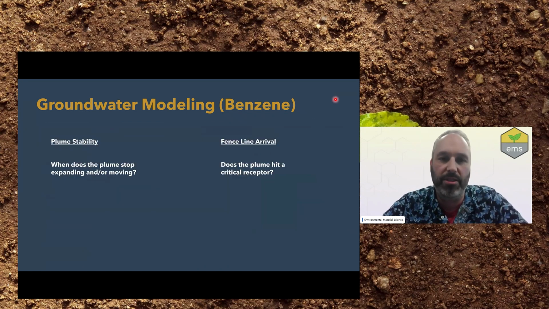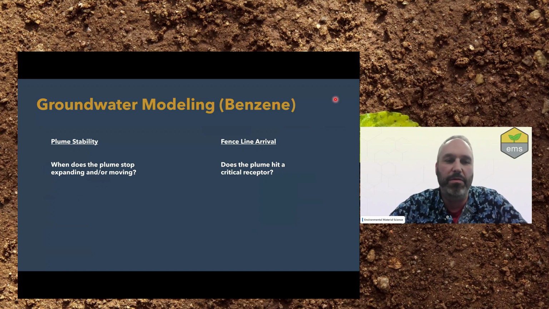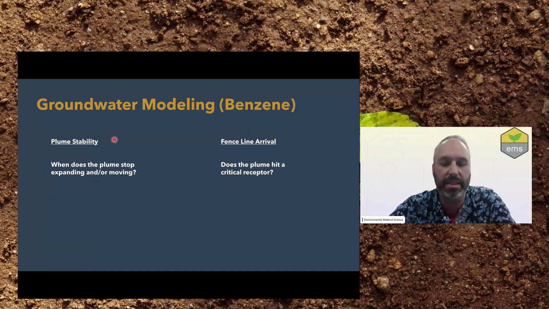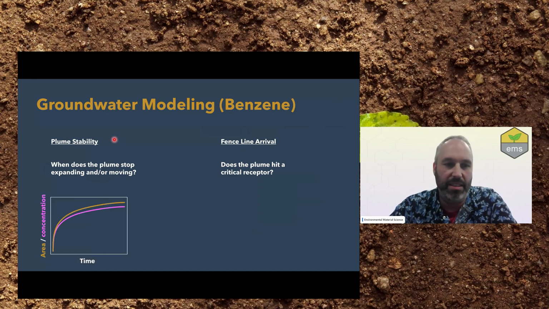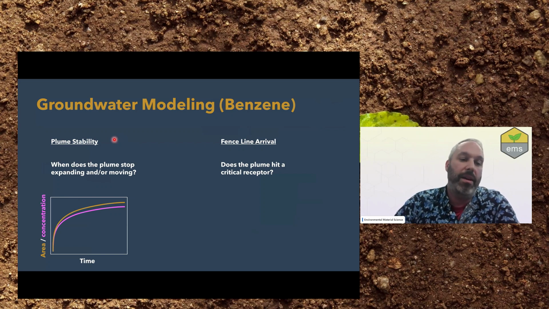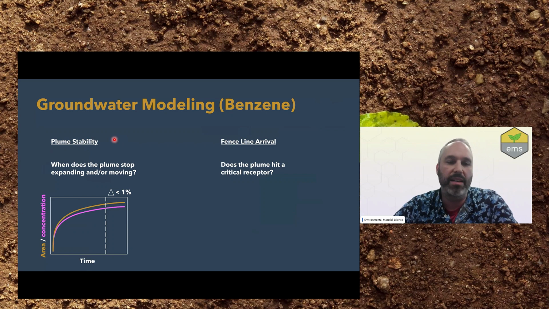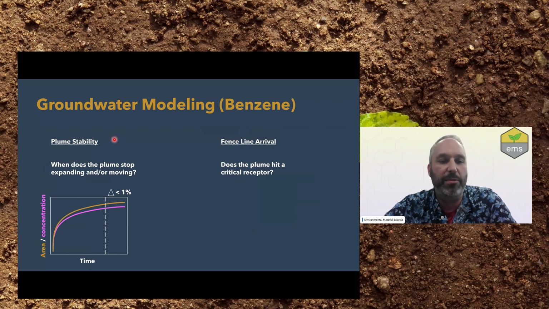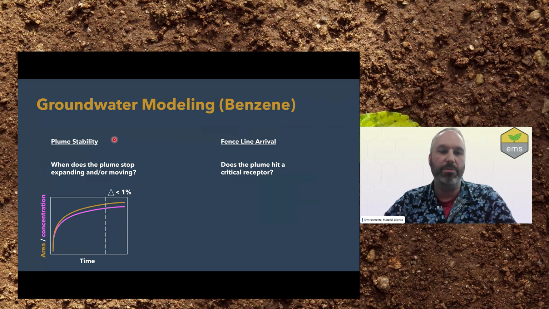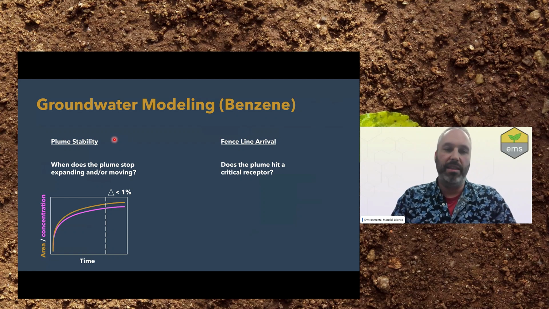So in a couple of minutes, we'll look at some results, and the main metrics that we'll focus on are plume stability. And obviously we need to define this. So we have area and concentration changes through time, and we look at when those change by less than 1% per year. We consider the plume stable once that happens.